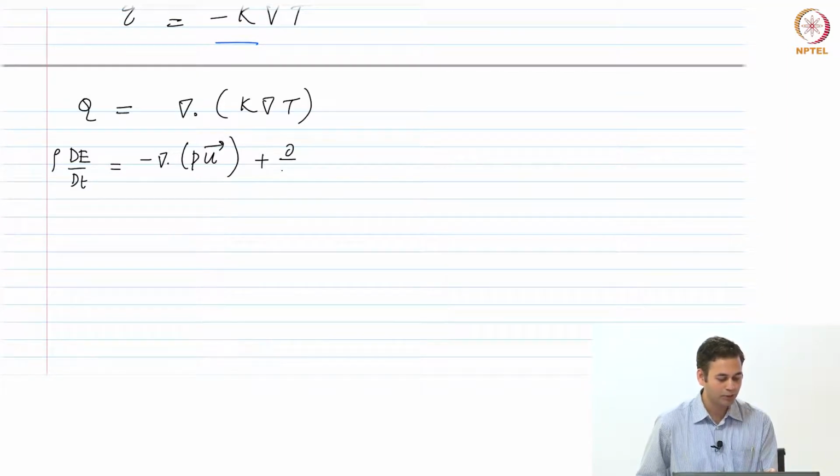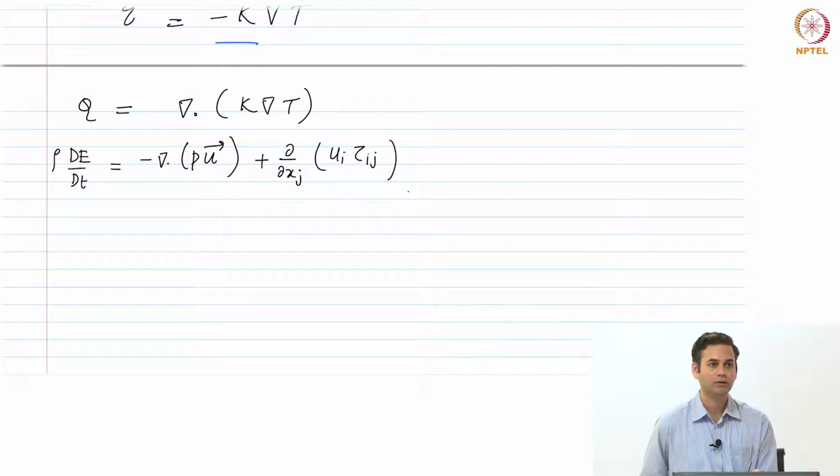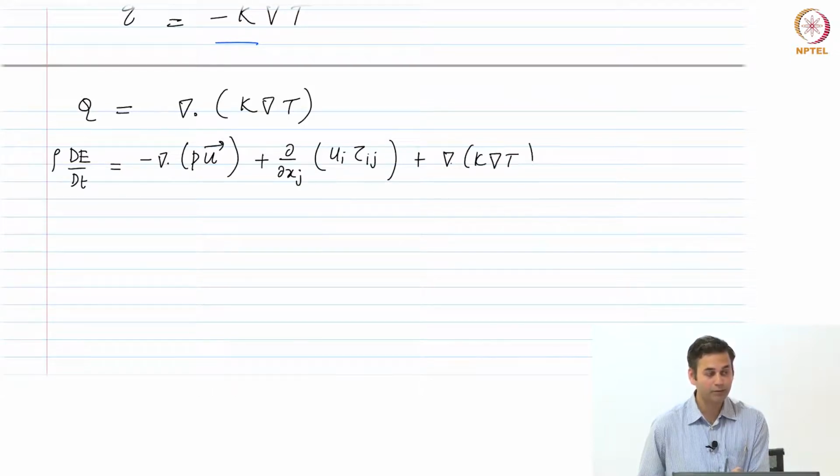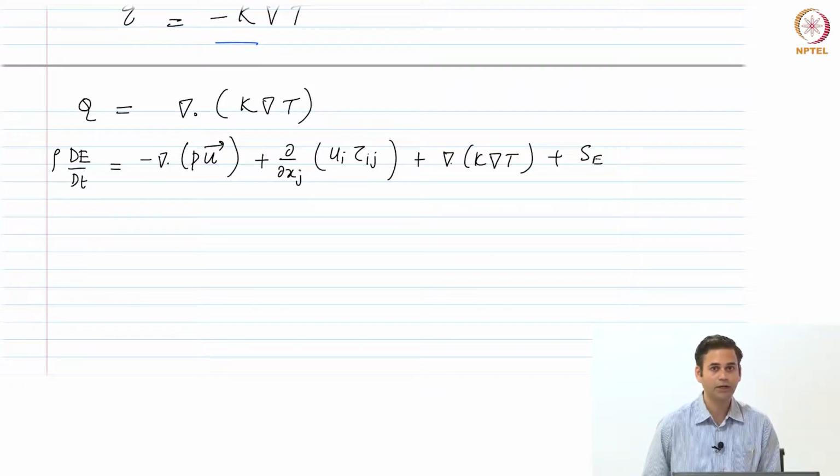So, that was partial derivative with respect to x_j of u_i tau_ij, right, is that correct? Yes, that would give us all the 9 terms, okay. Plus we have del dot k grad T coming from the heat, plus we have a source term for the gravity, S_e. So, all these terms, this is our energy equation.